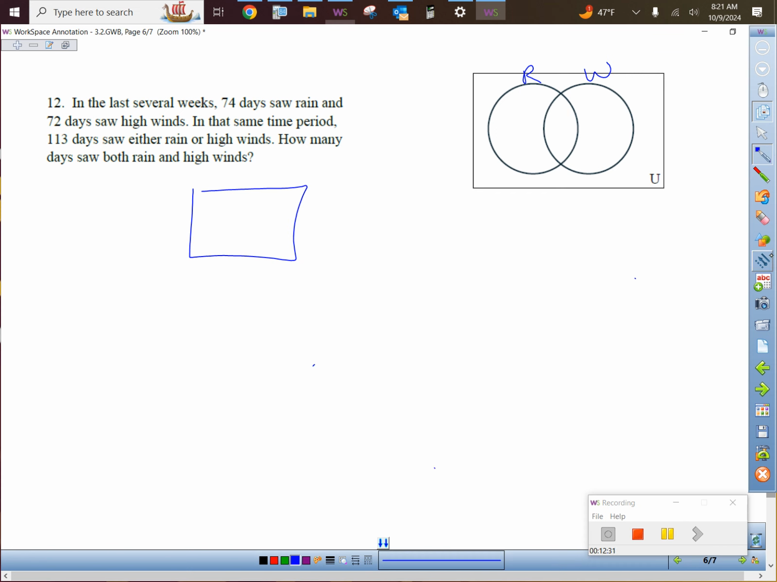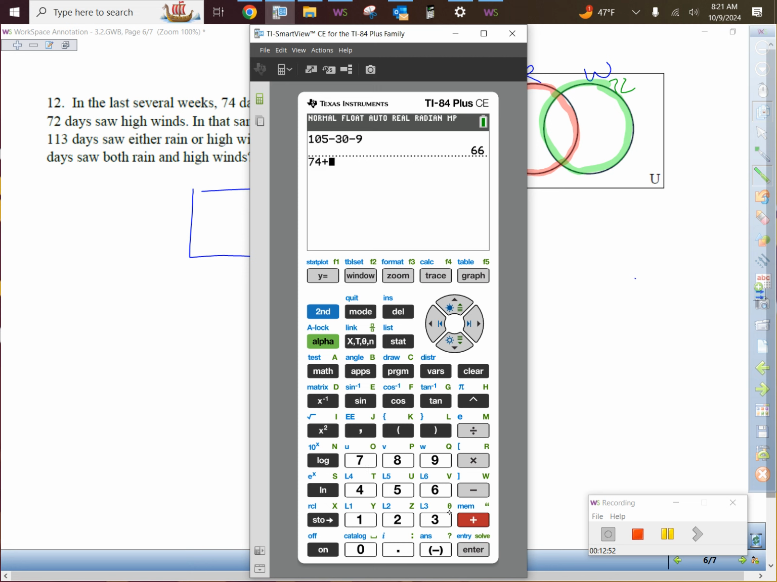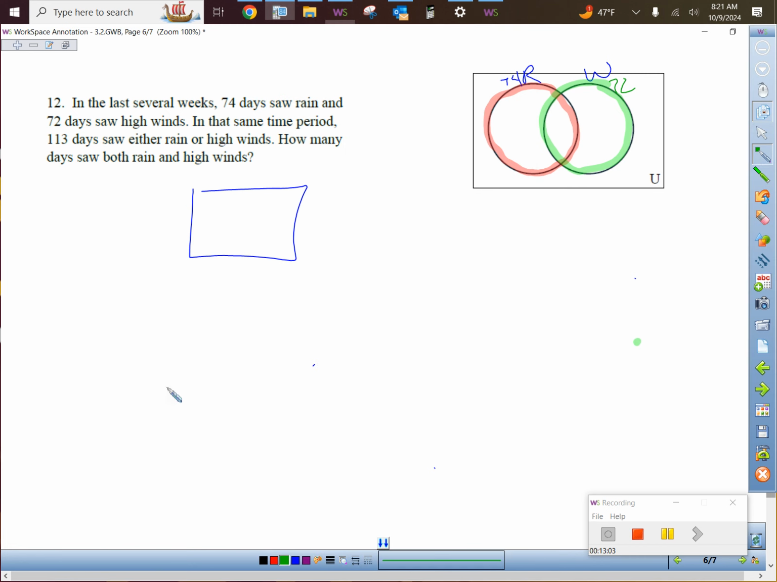74 days saw rain. So that's going to go up here, meaning everybody in this circle saw rain. 72 days saw high winds, so everybody in the green circle, high winds. Add those up. What's 74 plus 72? That's way more days than 113. Are you with me on that? Because they gave us the secret to the puzzle.